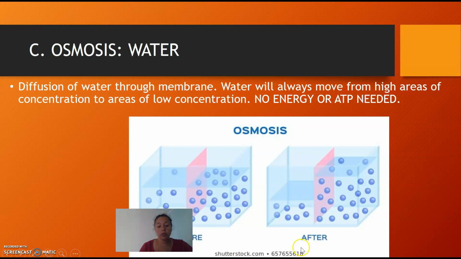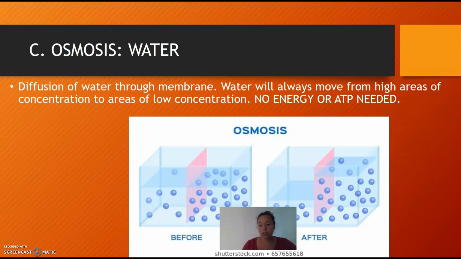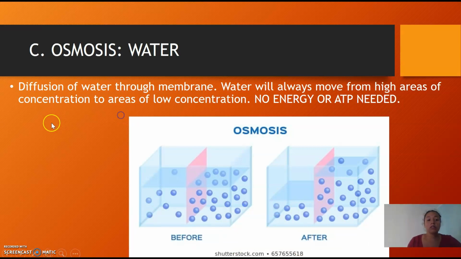Osmosis. So here's an important one. Osmosis is the diffusion of water. Simple diffusion and facilitated diffusion are for the solutes, the things that dissolve into water. Osmosis is just the water. So it's the diffusion of water through the membrane.